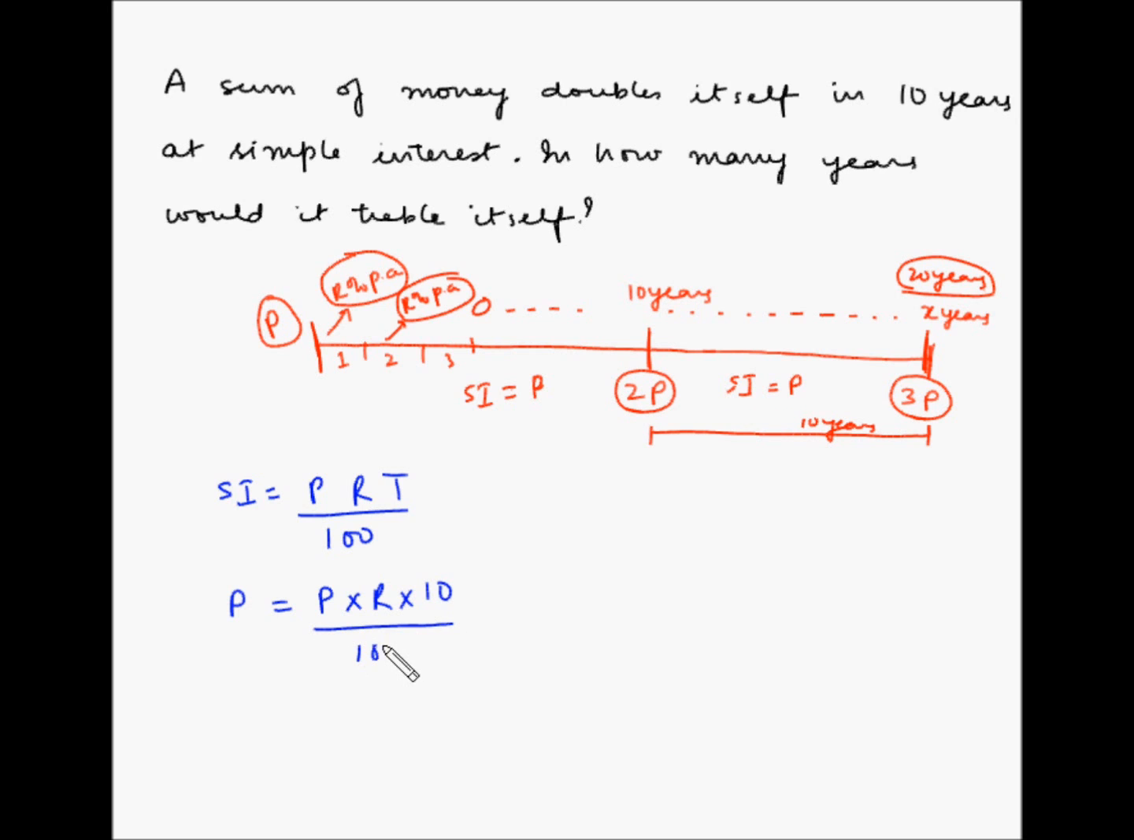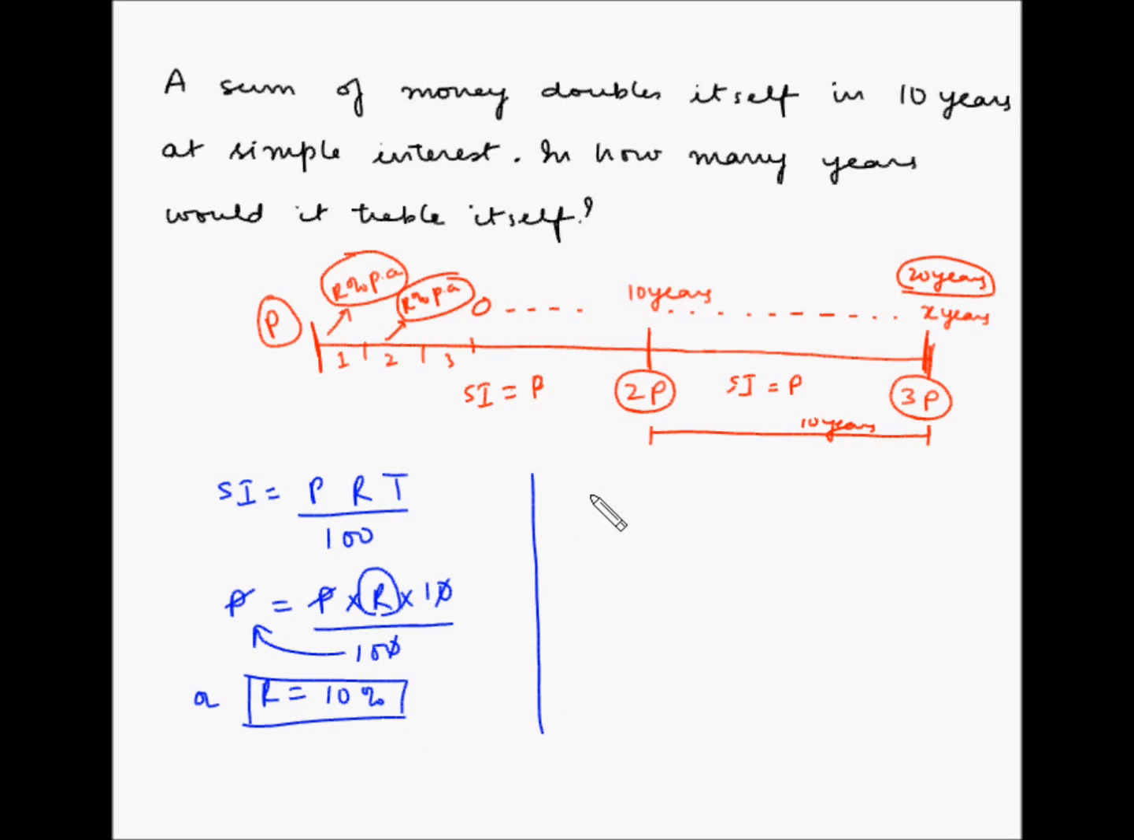divided by 100. So here P will get cancelled with P, and this 10 will get cancelled with this 0. So R is equal to, so we'll put R on one side and this we'll take on the other side. So R is equal to 10%.